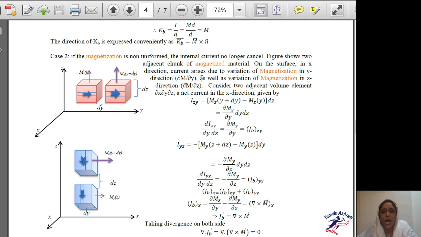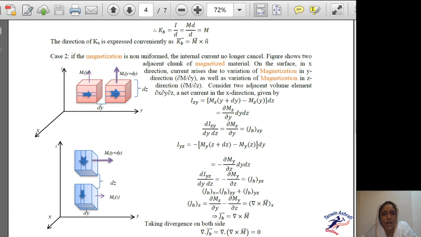There are two figures, and you can see that there are two adjacent chunks of magnetic material. On the surface in the x direction, the current arises due to the variation of magnetization in the y direction, as well as due to the variation of magnetization in the z direction. Consider the two chunks of the volume element dx, dy and dz. A net current in x direction is given by I_zy, which is the variation of magnetization in z.